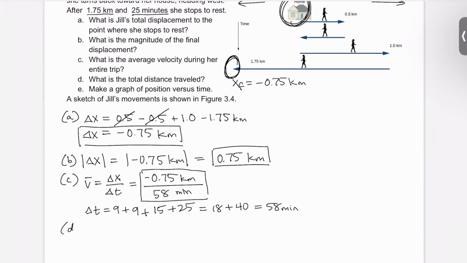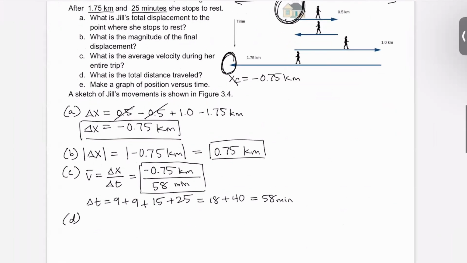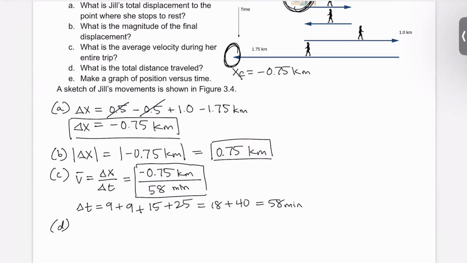For part D, what is the total distance traveled? This is different from displacement. Displacement is your change in position relative to some starting point. But distance is asking about how far you have gone, regardless of a starting point. So we would add together all of the distances traveled.